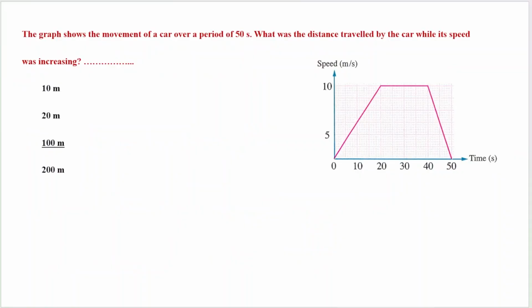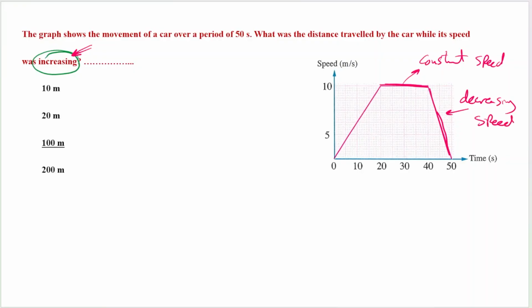The graph shows the movement of a car over a period of 50 seconds from the beginning to the end. What was the distance traveled by the car while its speed was increasing? Can you see? The question is not asking about the total distance. It only asks you about the total distance covered while the car's speed was increasing. As you can see here, the speed of the car was constant, so this one is not included. Can you see this one? This was a decreasing speed, so this one is also not included.